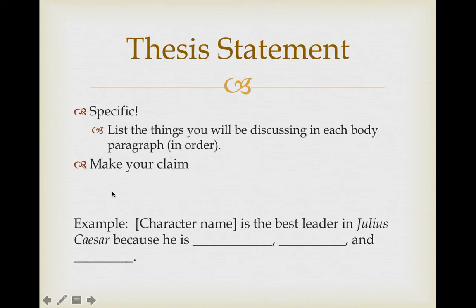And you're going to make your claim. So the example for this paper would be that whatever character is the best leader in Julius Caesar because he, and then you list your 3 characteristics that you're going to discuss in the order you're going to discuss them. Now, you don't have to use this word for word. For example, the word best. Use a thesaurus. Say something different. You can say so-and-so is the most efficient leader, or the most effective leader, or so-and-so is the most skilled in leadership, or something like that. It doesn't have to be specifically this, but this is just kind of your example.